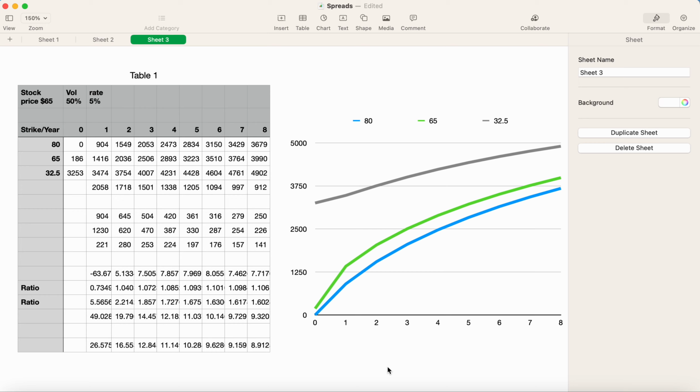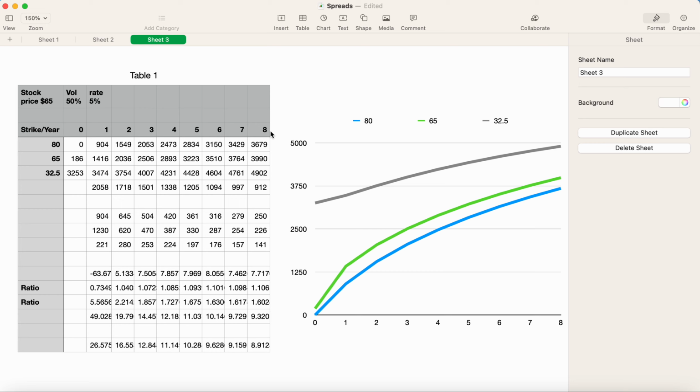I calculated some call prices using an example of a stock trading at $65 with a volatility of approximately 50% and a rate of 5%. Now, what I did is I took some strike prices on purpose: one that is at the money, which is $65, deeply in the money at 32.5, and out of the money, which is a strike of $80. And I use a time of 0 to a year.